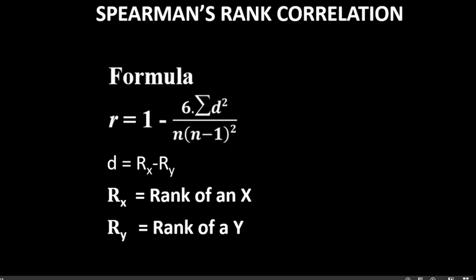In this method, each x is given a rank and each y also is given a rank. So the rank of each x is known as Rx and the rank of each y is known as Ry. For each pair of Rx and Ry, d is found by using d equals Rx minus Ry, and then the square of d is taken, and the sum of all the d square is placed in the formula. N means number of pairs. By placing the values of sigma d square and n, the value of R can be determined.